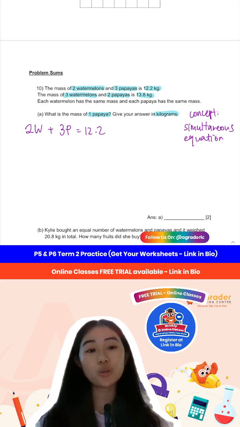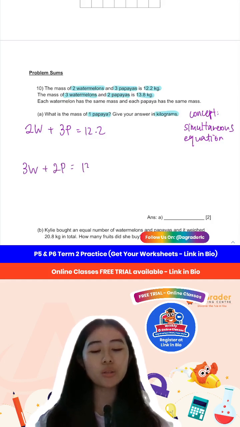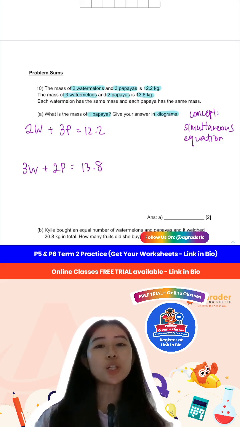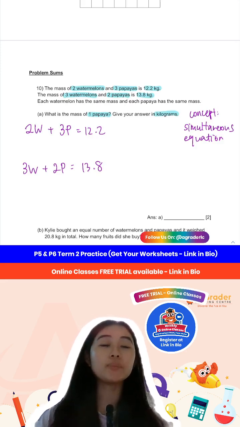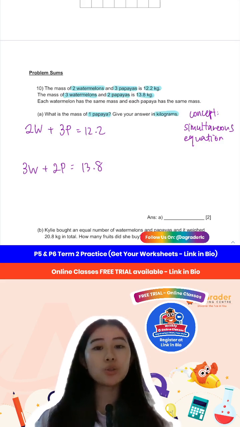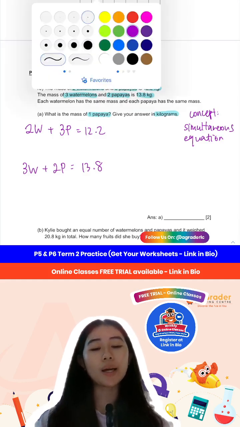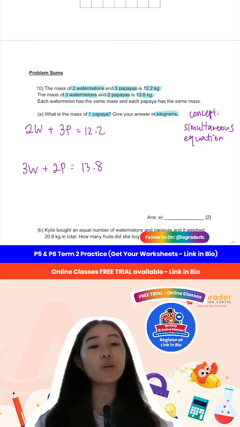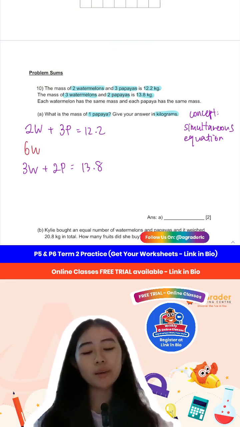Your second equation, you just write it out the same way. So that's going to be 3 watermelon plus 2 papaya equals to 13.8. Okay, so you have your two equations, and now you're going to choose one item to make the same. Usually, you should choose the opposite of what the question wants. So if the question wants papaya, you should try to make watermelon the same. Okay, so Angeline, you said multiply. Yes, you're correct. So I'm going to make the watermelon the same by multiplying it.